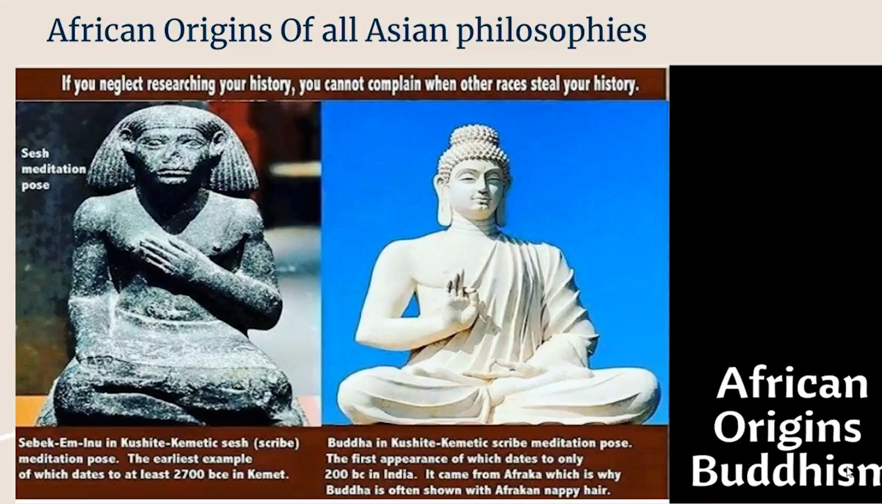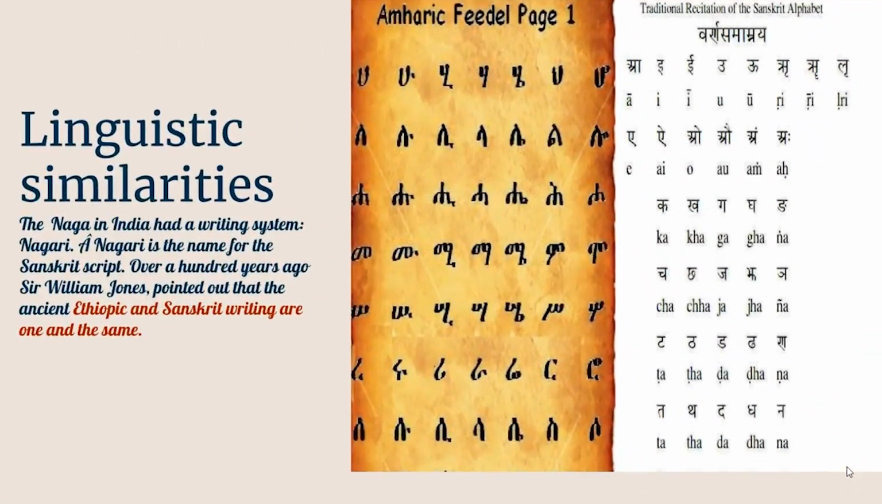The linguistic similarities. The Naga in India had a writing system which they introduced called Nagari. And Nagari is the name of the Sanskrit script. Over 100 years ago, Sir William Jones pointed out that the ancient Ethiopic and Sanskrit writing are one and the same. You can see there the Amharic on your left, and the traditional Sanskrit on your right. What's the difference there? You can see the A, E, O, U, Eri, Re, Iri. You can see Tata, Tada. You can see all of the similarities there. You don't have to go far.